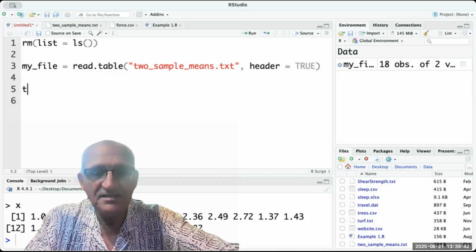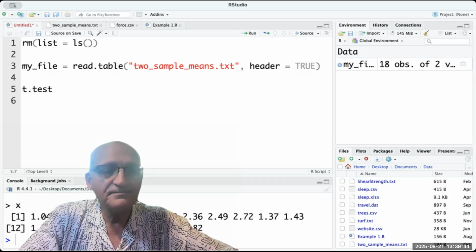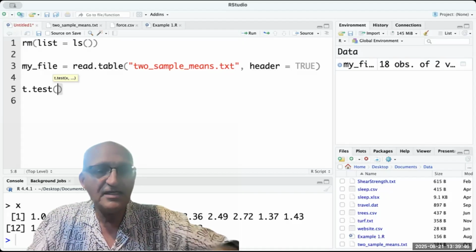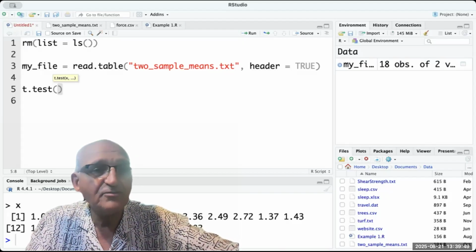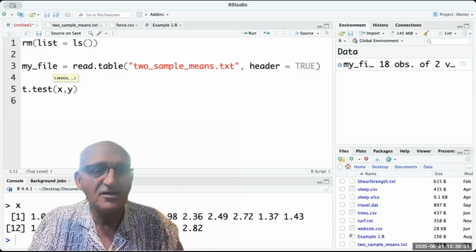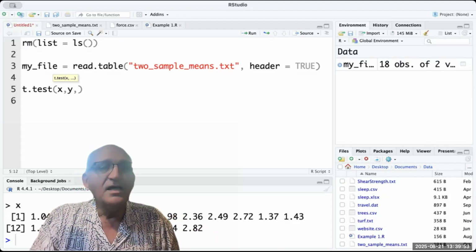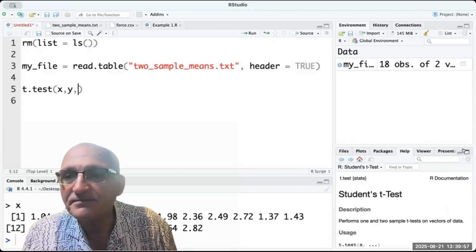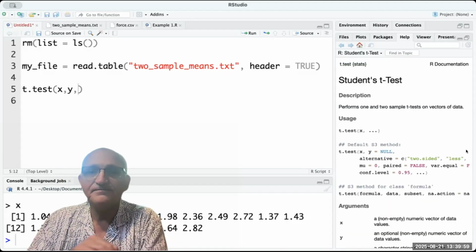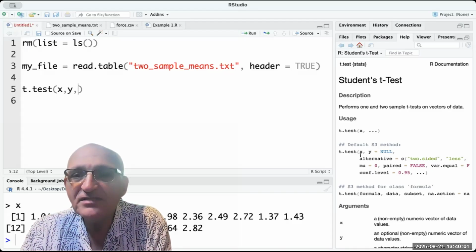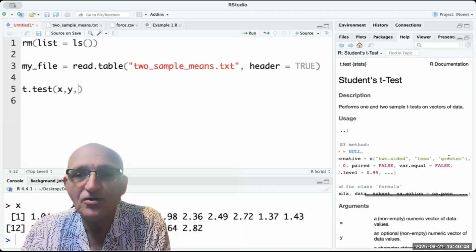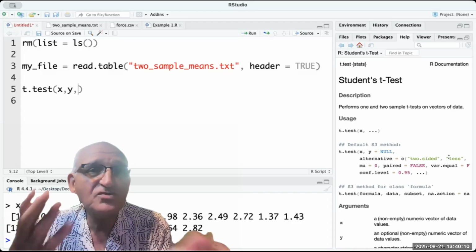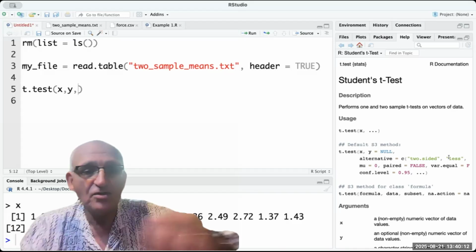I can say t.test. It asks me for the variables. Now I have two. So instead, last time we said X, this time I say X and Y. If you look at the help for the t-test, let's enlarge that. You have to enter the alternative, and the alternative is either two-sided, less, or greater. So in this case, we want to see if there is a difference. So I would say alternative.